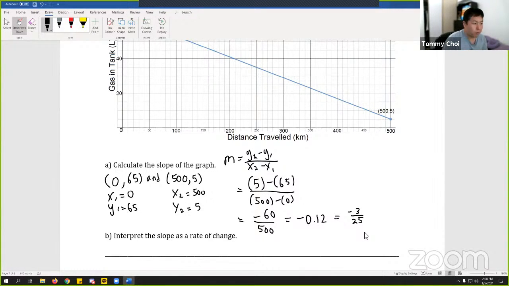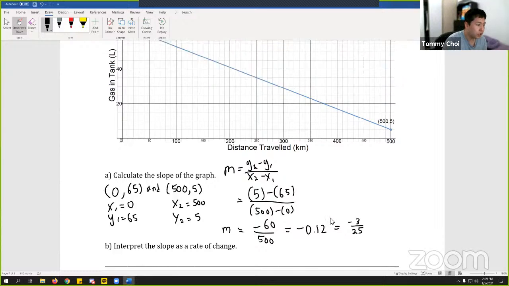Now, that's the slope of the graph. That's m, right? So m is our slope. So the slope is negative 3 over 25. And it asks us, can you interpret the slope as a rate of change? So interpreting means can you change this number and put some meaning behind it? What does it mean in the context of the question? What is the question asking for? That's what we want. So looking here, the gas in the tank and the distance traveled.